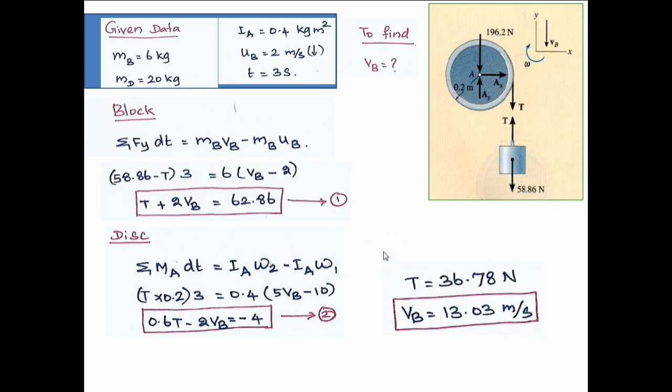Now we have two equations with two unknowns, tension and final velocity. Solving these two equations, we get tension equal to 36.78 Newton and the final velocity of the cylinder equal to 13.03 meter per second. This is the required solution. Thank you.